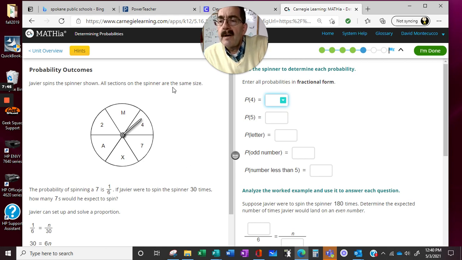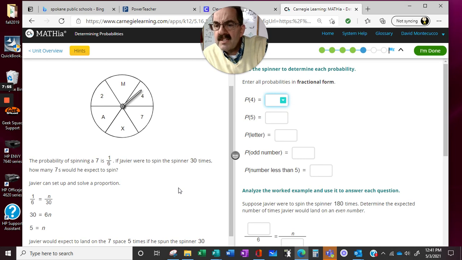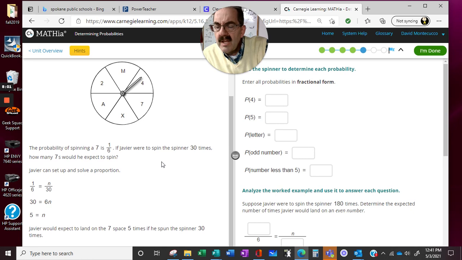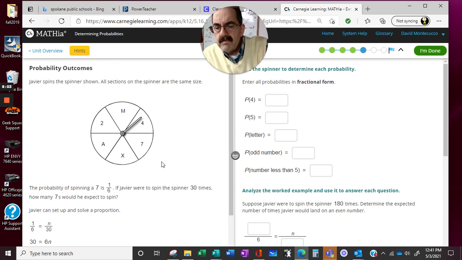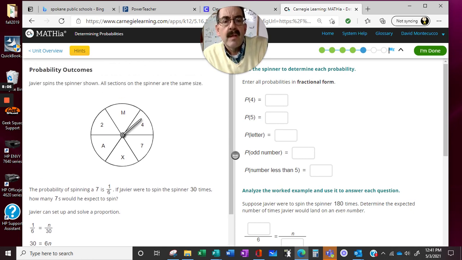Alright, Javier spins the spinner, all the sections the same size. The probability of spinning a 7 is 1 out of 6. He spins 30 times. How many would you expect? 1 out of 6. How many 7s would you expect to spin? 30 out of 30. Okay. Cool.